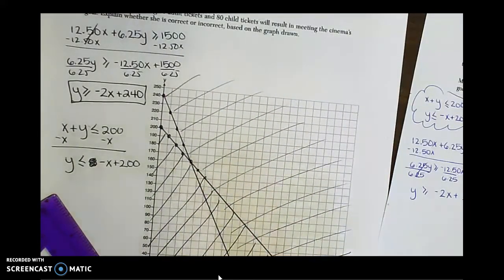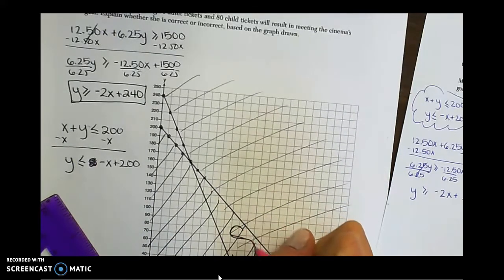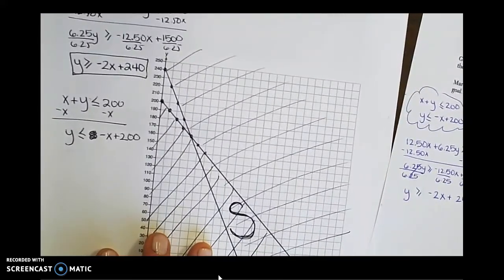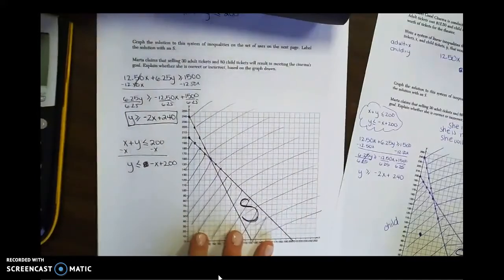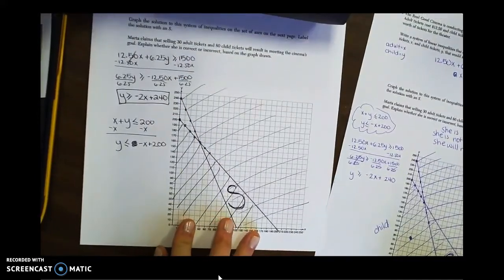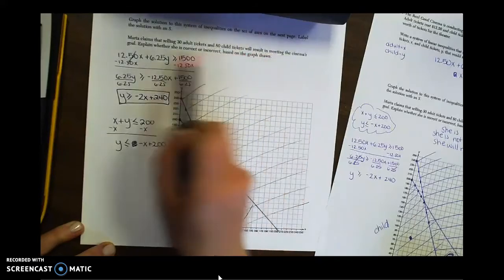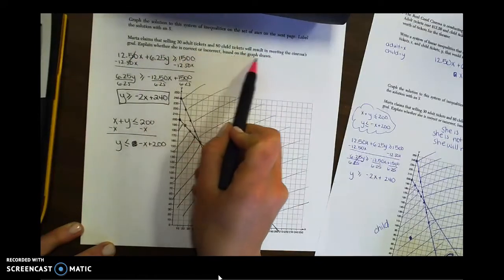Okay, so label the solution with an S. So where did we shade twice? We shaded twice in this area right here. All right, so now the last part of this question, zoom out there. It says, Marta claims that selling 30 adult tickets and 80 child tickets will result in meeting the cinema's goal. Explain whether she is correct or incorrect based on the graph drawn.